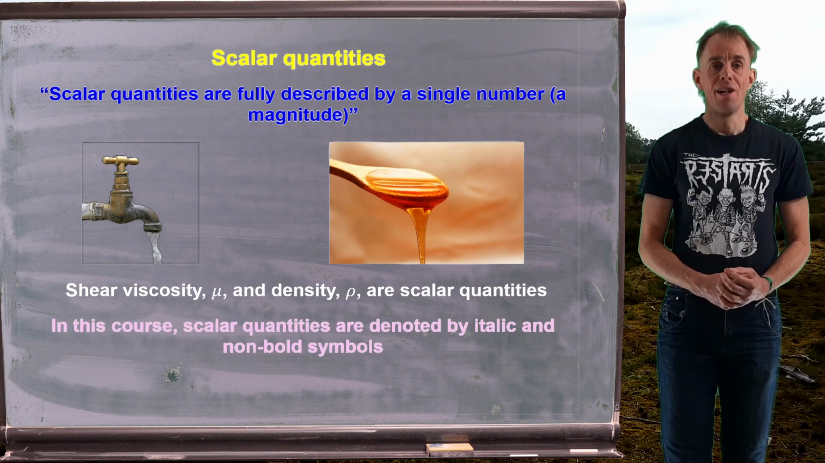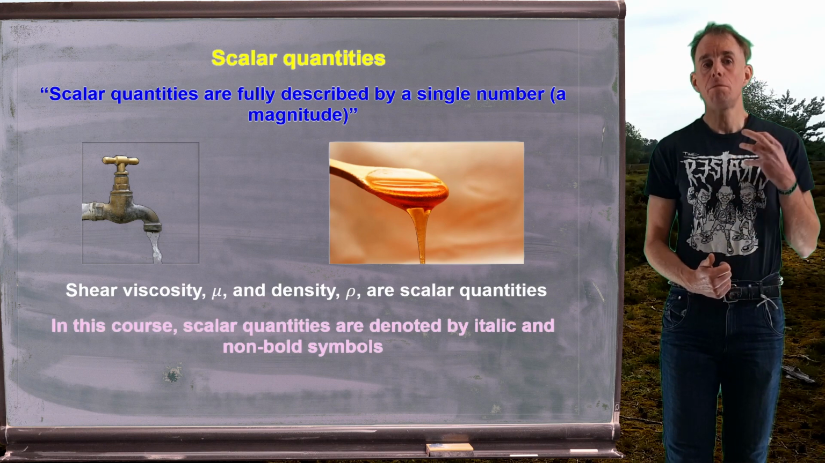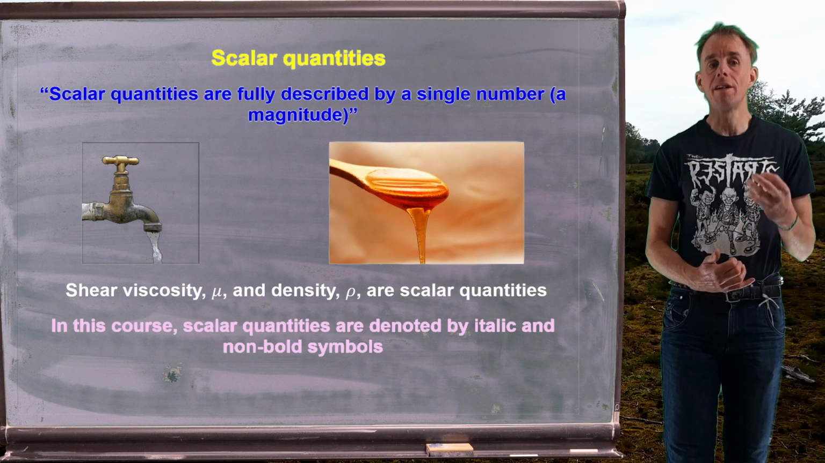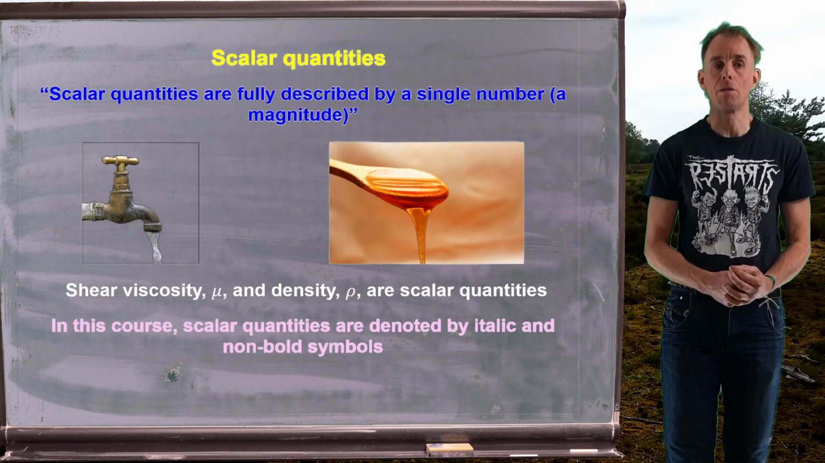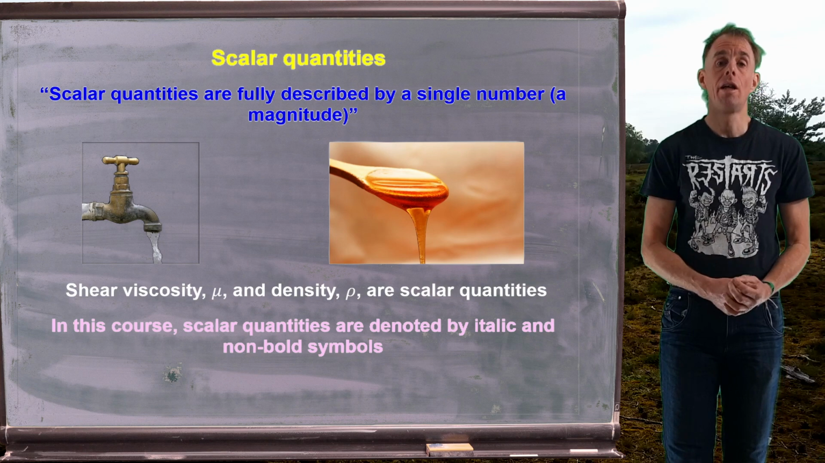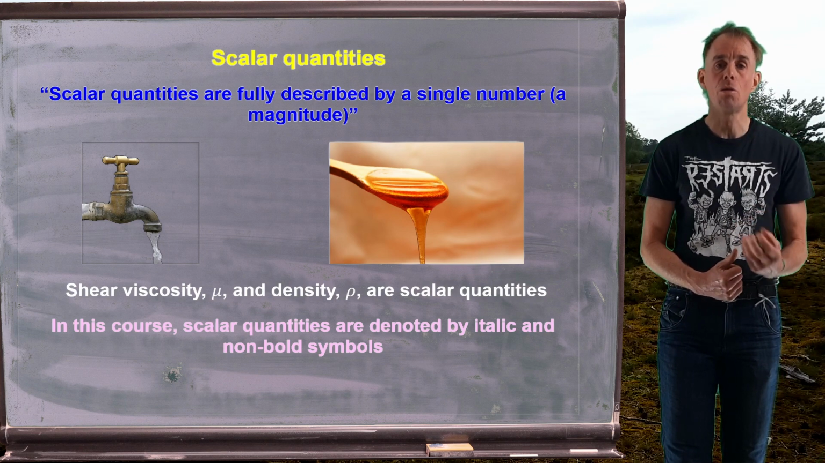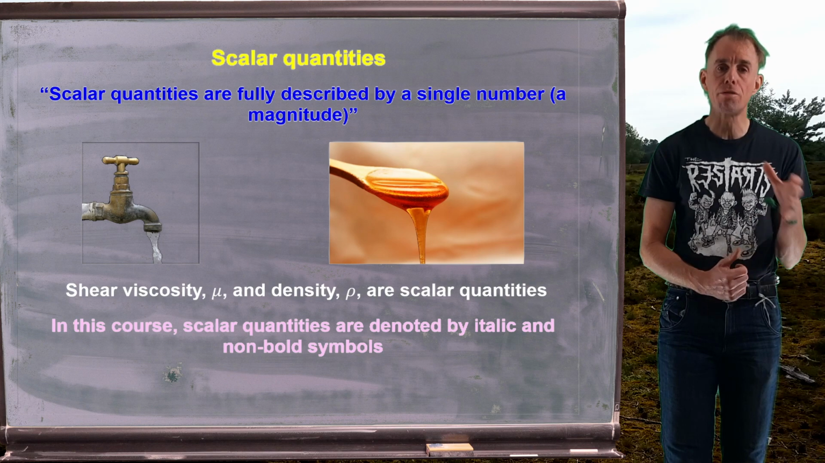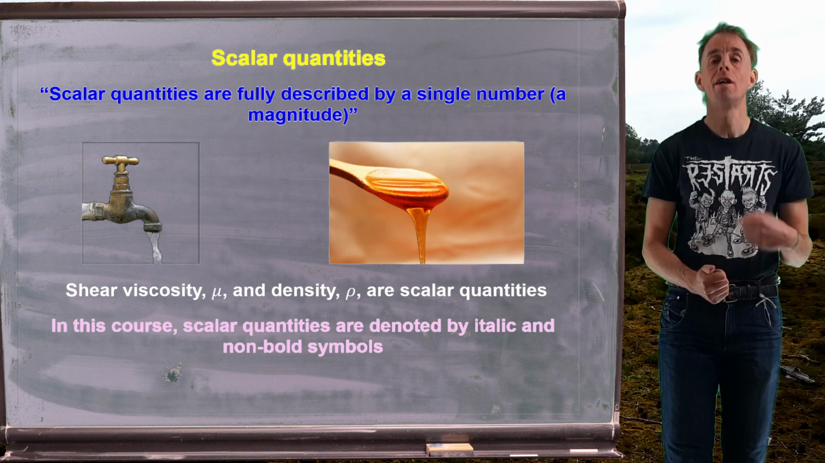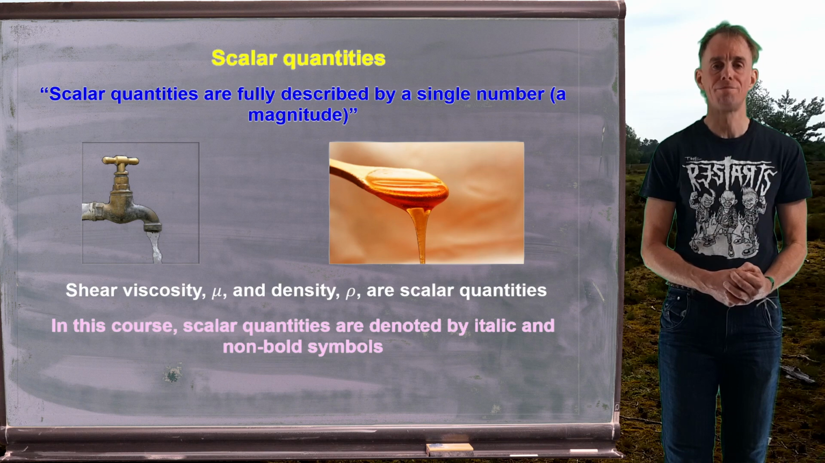quantities. On this course, we're going to be defining scalar quantities by italic and non-bold typescript, as I've shown there on the blackboard. And so whenever you see that, we'll know automatically that the property in question is scalar, which differentiates it from how we're going to denote tensor and vector quantities.